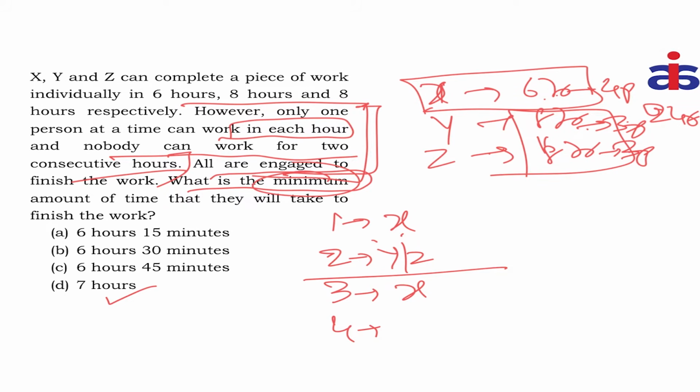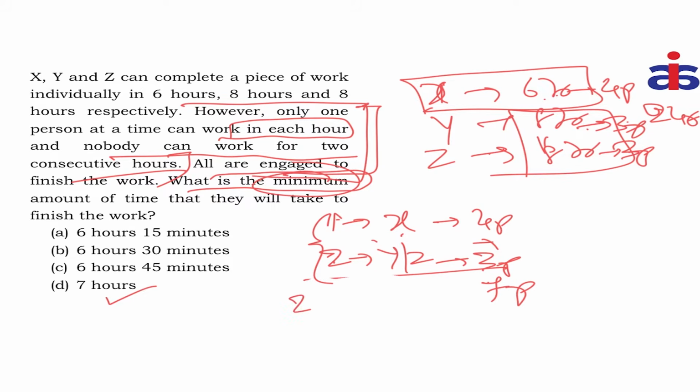So here, X in the first hour has to do 4 packets, then either Y or Z does 3 packets. So total, there are 7 packets. It takes how much time? 2 hours, because first hour, second hour. This is a cyclicity process, is it not? Now, these 2 hours mean 1 cycle. In 2 hours, 7 packets are over.